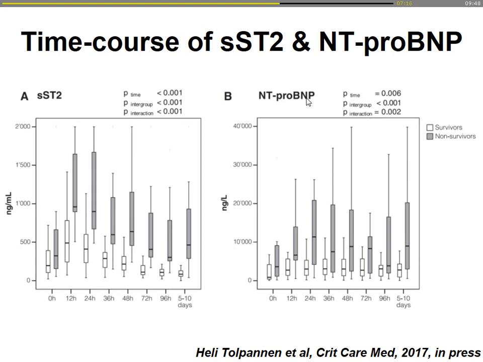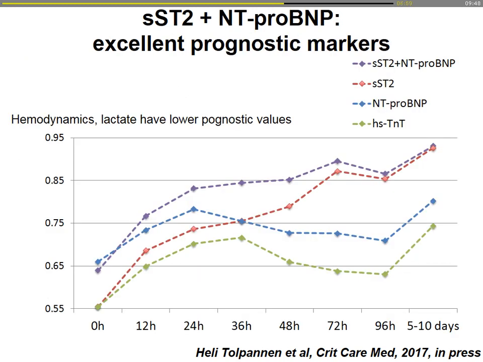And looking at the NT-proBNP level, which is a marker of the function of the heart, you see again that within 12 hours we already have a much higher level of NT-proBNP in those who are not going to survive compared to those who are going to survive. How can we discriminate between those who are going to die or to survive? This is what we name the AUC. The higher the AUC, the more it discriminates.